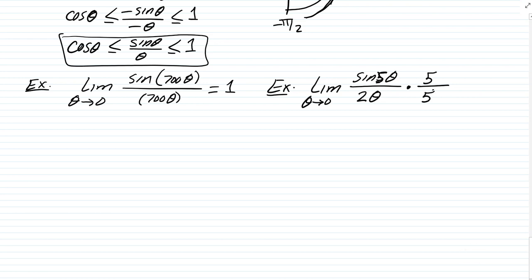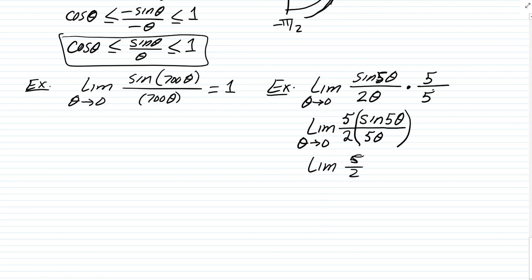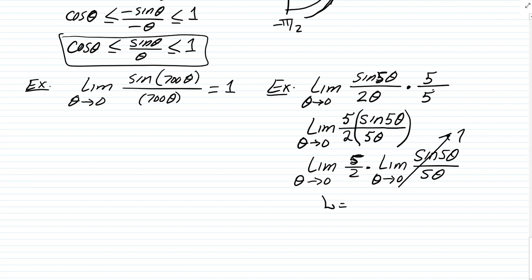So let's multiply the bottom by 5, top by 5. And I'm just going to rewrite this as 5 sine 5 theta divided by the 2 I don't need, and then multiply 5 times theta, I get 5 theta. See how that worked out? I built to the argument of sine. This is what we want. You see that? Now, the limit of a product is the product of limits, so I can think of this as the limit of 5 halves times the limit of sine 5 theta over 5 theta as theta approaches 0. Now this limit is 1. We know that. And the limit of a constant is a constant, so the limit is 5 halves. You see how that worked? And there we just did a couple of examples.